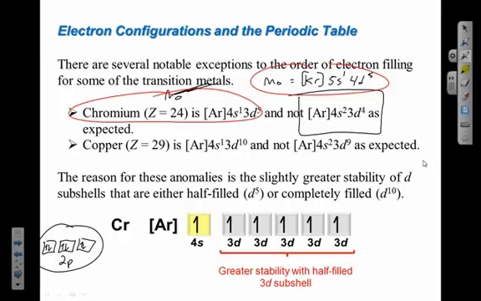So because the 3d and the 4s are similar in energy, an electron pops into the d subshell from the s to make it exactly half full. So this is what we get, greater stability for chromium to make it exactly half full. And we know because chromium has more magnetic properties than we'd expect due to having so many unpaired electrons creating magnetic fields that all add together.